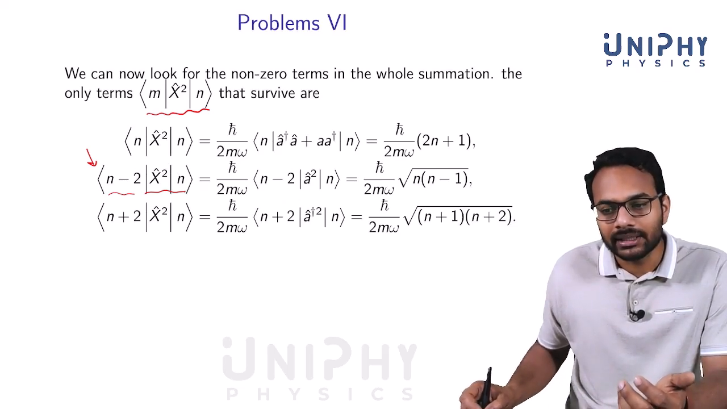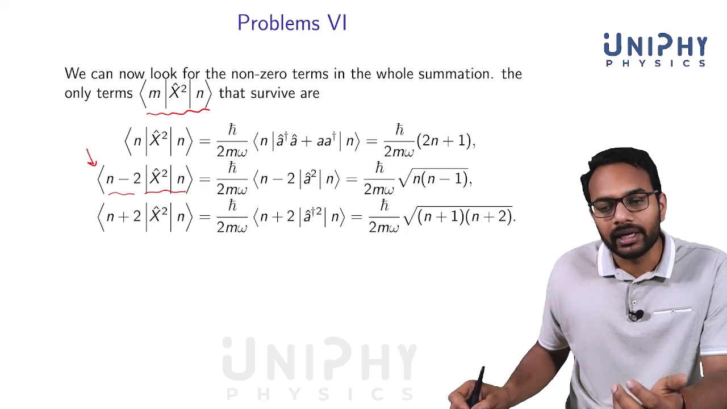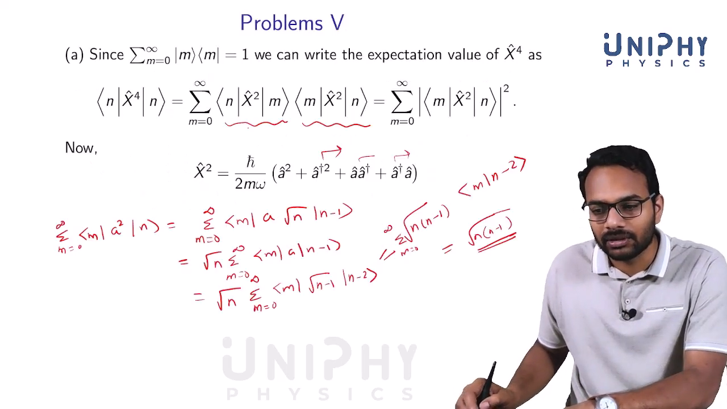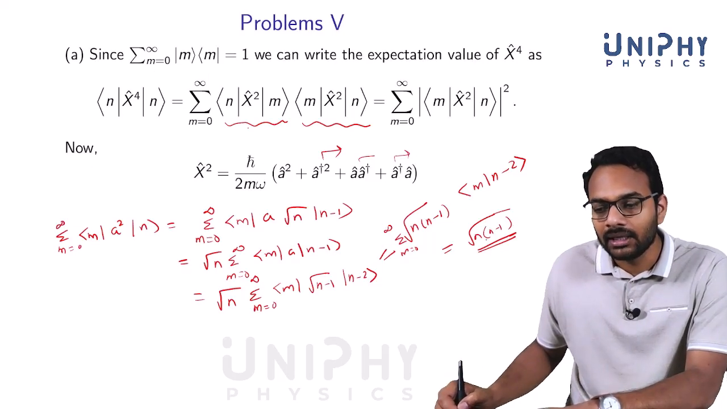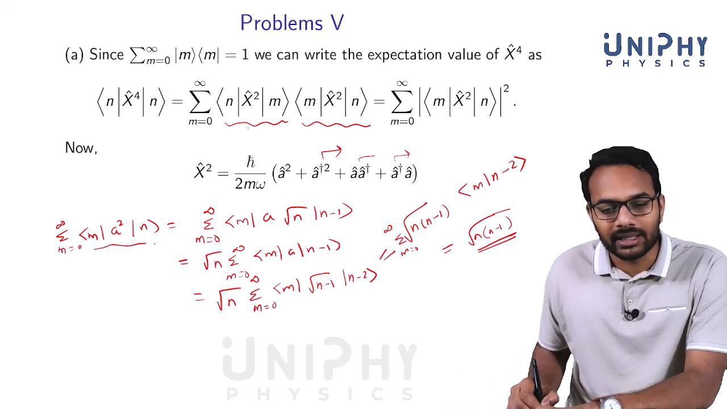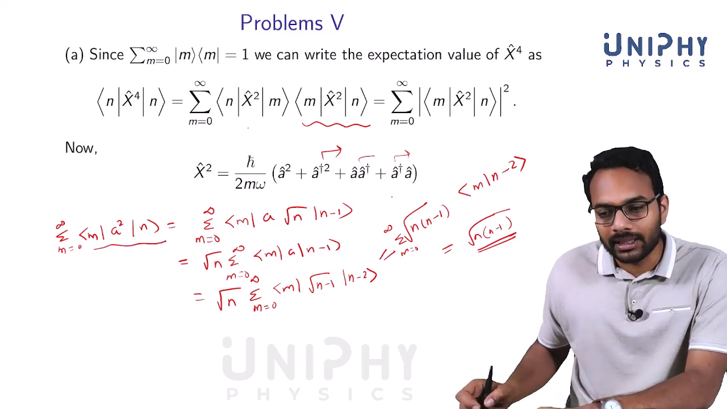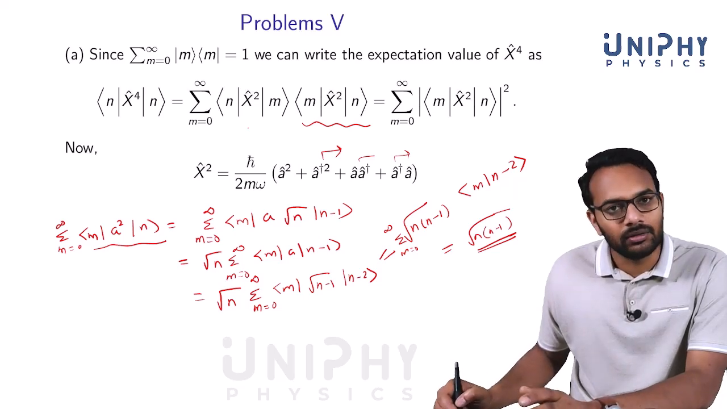So this is ħ/(2mω) times the square root of n(n−1). That's exactly what we wrote here: square root of n(n−1). We are just finding m|a²|n. So the m|a²|n term gives square root of n(n−1).